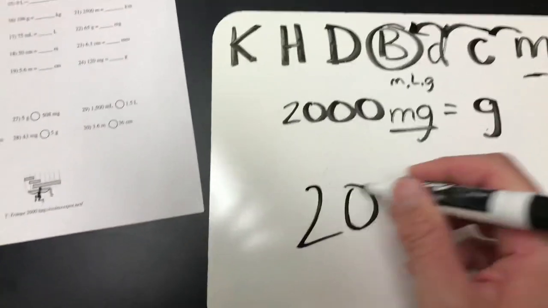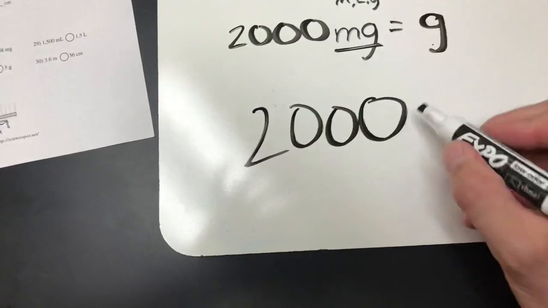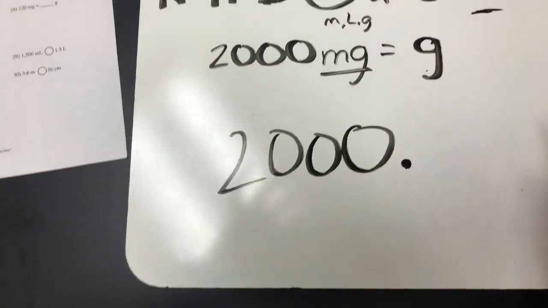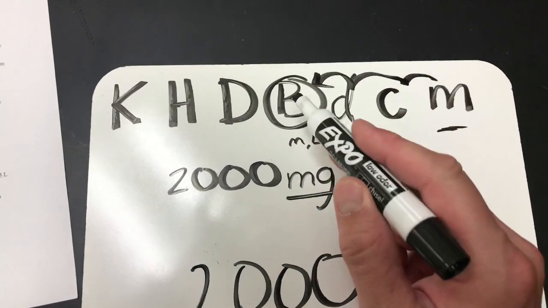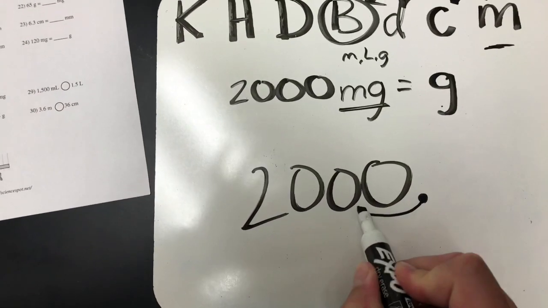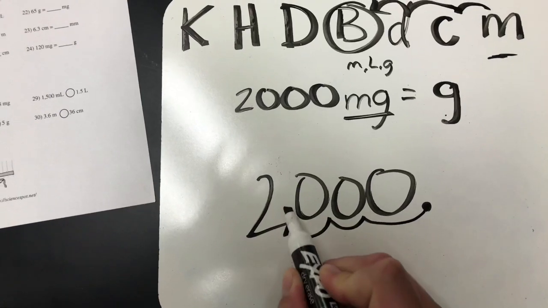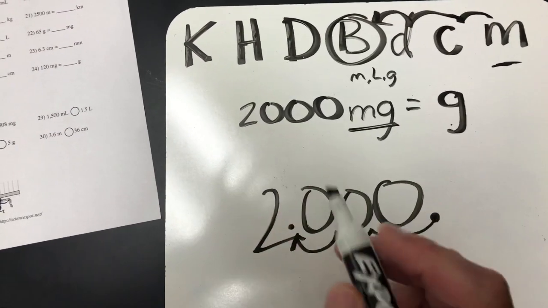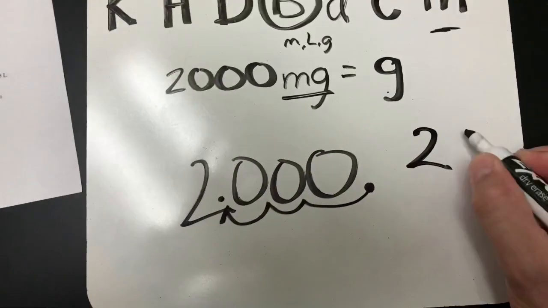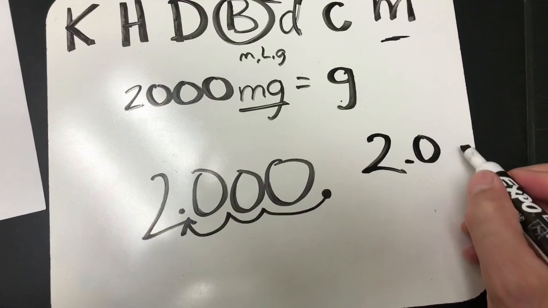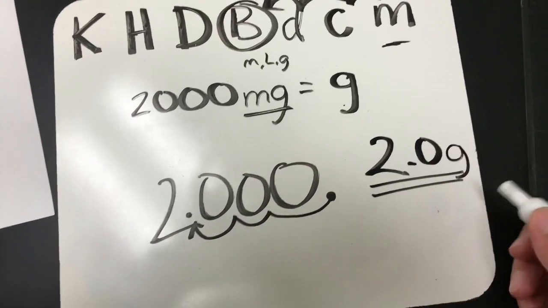So my number 2,000, before I start, this is where my decimal would be. I moved it 1, 2, 3 jumps to the left. Do the same thing with your decimal point. You go 1, 2, 3 places to the left. So 2,000 milligrams is equal to 2, or you could write 2.0, it's still the same number, 2.0 grams.